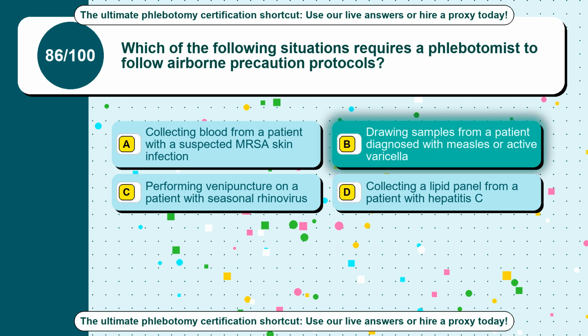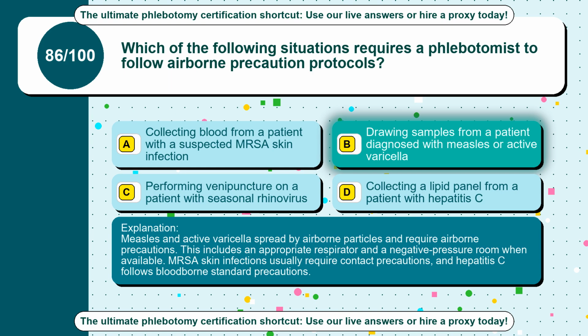The correct answer is option B, drawing samples from a patient diagnosed with measles or active varicella. Measles and active varicella spread by airborne particles and require airborne precautions. This includes an appropriate respirator and a negative pressure room when available. MRSA skin infections usually require contact precautions, and hepatitis C follows blood-borne standard precautions.